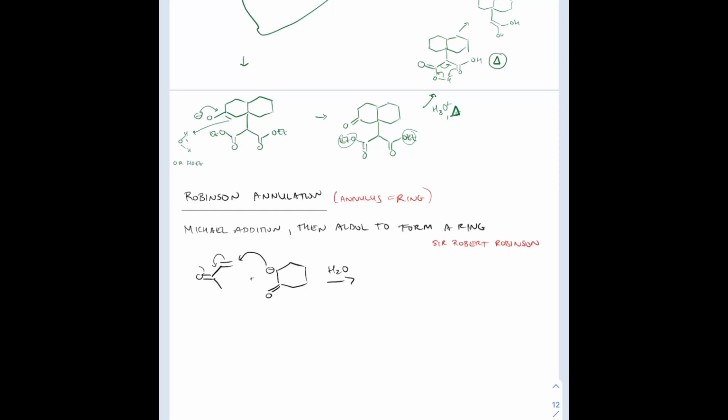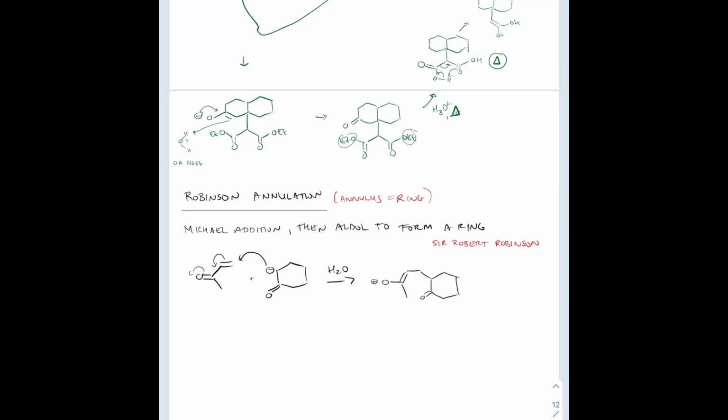And Sir Robert Robinson won the Nobel Prize for this because he's got almost the same name twice. And I think that was a requirement back in the day if you wanted to get the Nobel Prize for chemistry or just anything.